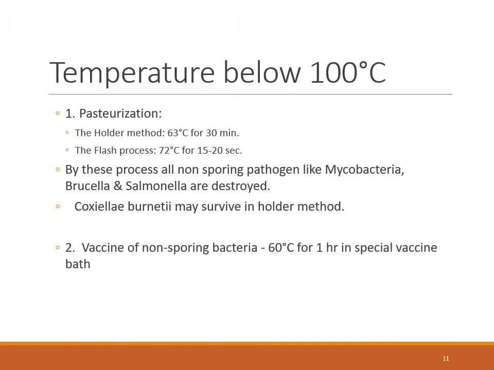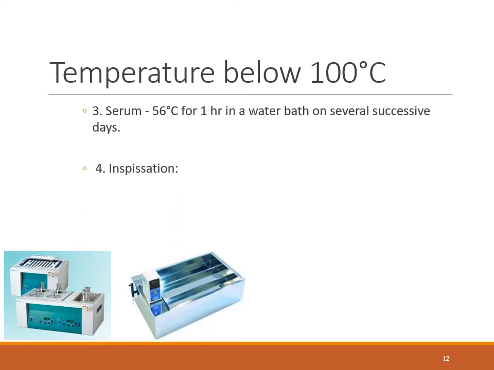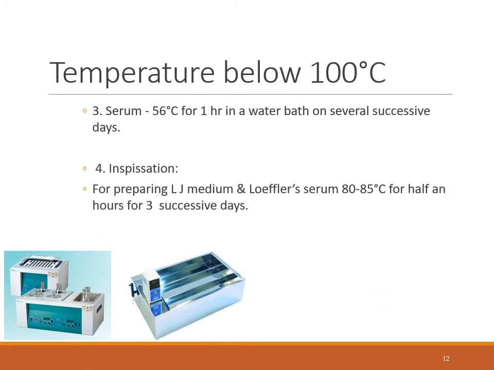The second is vaccine of non-sporing bacteria, at 60 degrees Celsius for 1 hour in a special vaccine bath. This is another example of temperature below 100 degrees Celsius for moist heat. The third is the serum bath. We can use the serum bath at 56 degrees Celsius for 1 hour in a water bath on several successive days. The fourth is inspissation.